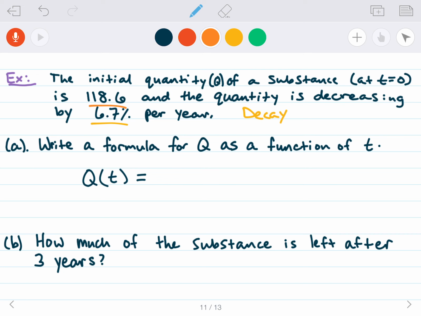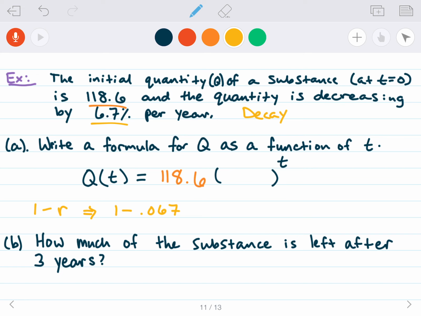Now what's going to go next is our initial value, which we were told is 118.6. The next thing is, well, first of all, our independent variable is t, because that's what it's a function of, t. And then what goes inside is going to be 1 minus r, because we're dealing with decay. Okay? Now, r is 6.7%. But as a decimal, that's 0.067.